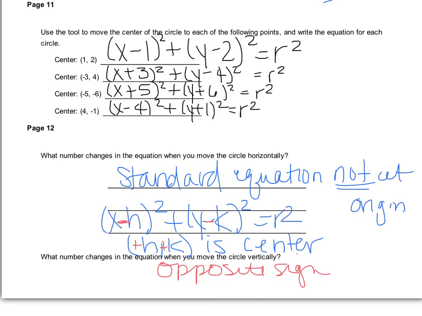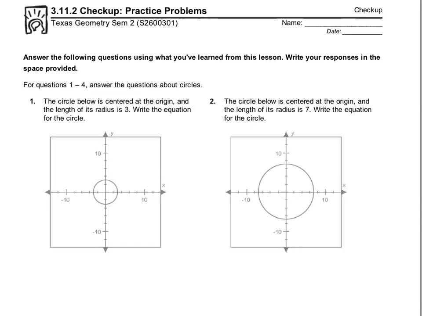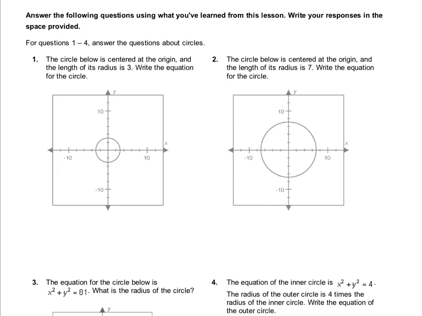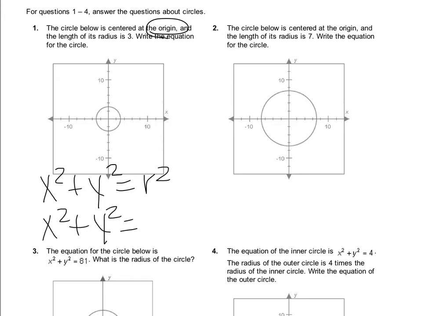So moving on to the checkup. For number 1, the circle below is centered at the origin and the length of its radius is 3. Write the equation for the circle. Well, if it's at the origin, it's just x squared plus y squared equals r squared. We know what r is. They told us r was 3, so we would write 3 squared. Or we could also write this as x squared plus y squared equals 9, because 3 squared is 9.